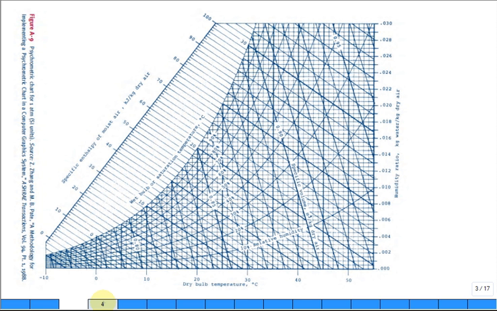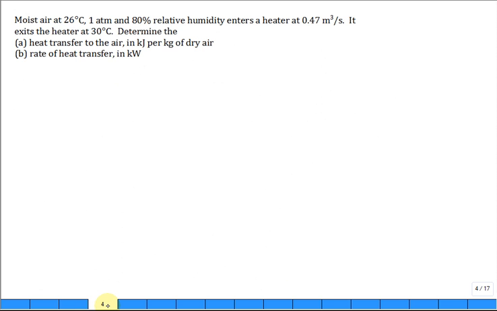All right. And then there's one enthalpy, energy content. It's a mixture enthalpy of the moist air, kilojoules per kilogram of the dry air. Can we solve a problem like this?